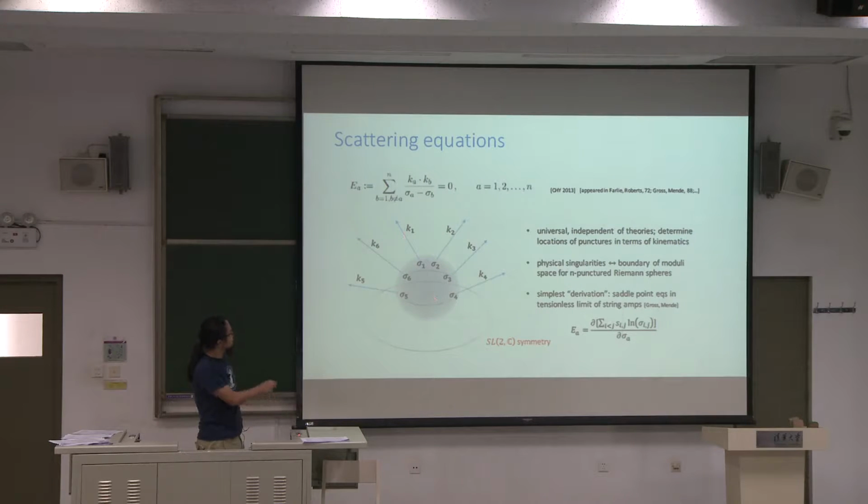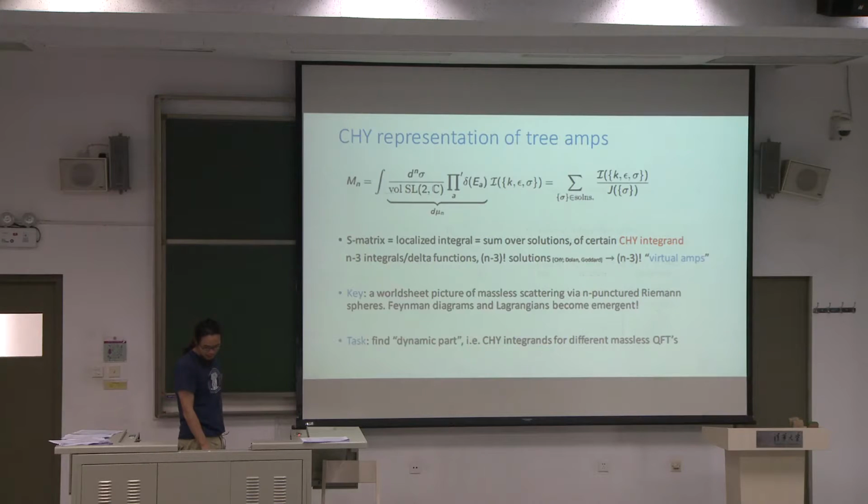The simplest derivation of this equation is through the saddle point approximation, where you take the string theory Koba-Nielsen factor and take alpha prime to infinity, and you see that these equations are exactly the saddle point equations of the Koba-Nielsen factor. Notice there's an SL2C symmetry of the sphere here. This is weird, right? We are considering field theory amplitudes, which are the alpha prime to 0 limit of string amplitudes, but we're seeing a formula that describes the alpha prime to infinity limit appearing here. We'll see some explanation later.